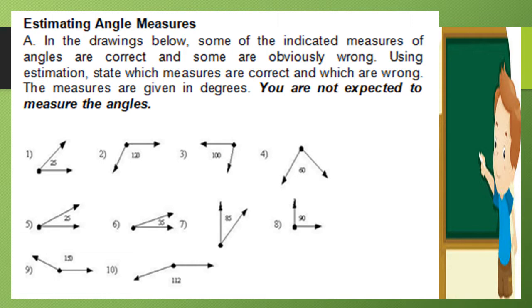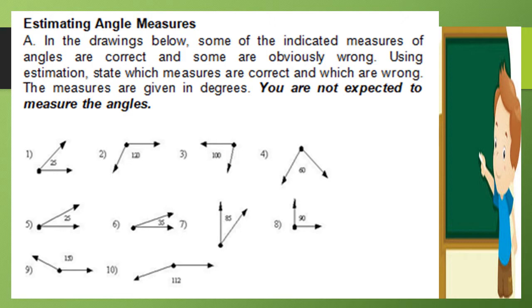Estimating angle measures. In the drawings below, some of the indicated measures of angles are correct and some are obviously wrong. Using estimation, state which measures are correct and which are wrong. The measures are given in degrees. You are not expected to measure the angles. Number 1, is it true? Of course, because 25 degrees is less than 90 degrees. So that is why its illustration is an acute angle.